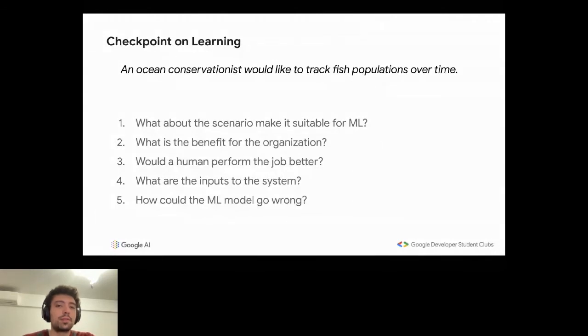And so what kind of inputs could we give to the system? That could be the type of fish, if we want to track a specific fish population or many fish populations, then the time of the year, the number of fish. And so the problem here could be that the ocean is too big, and so we definitely need a sample to solve this problem.